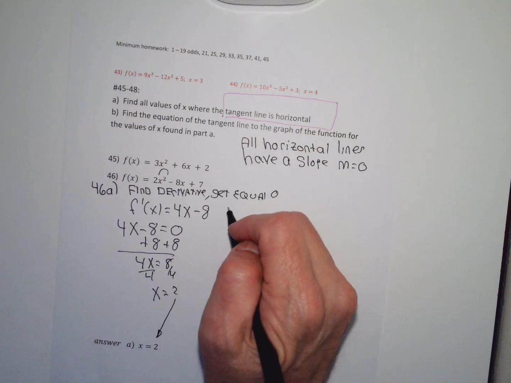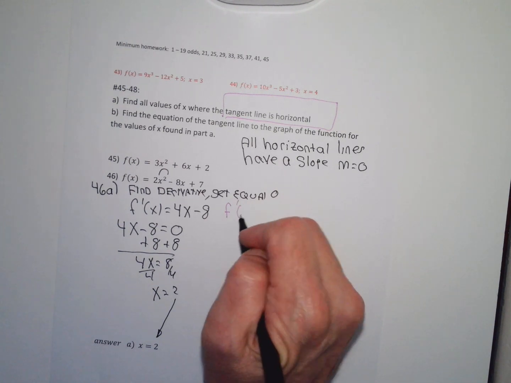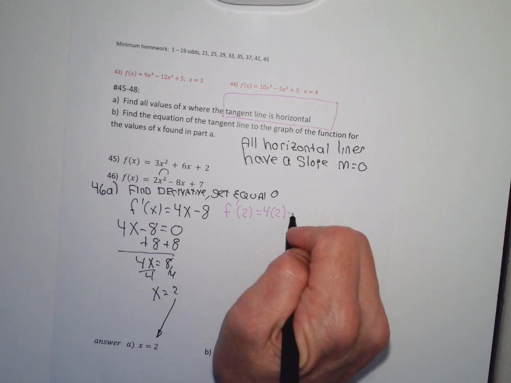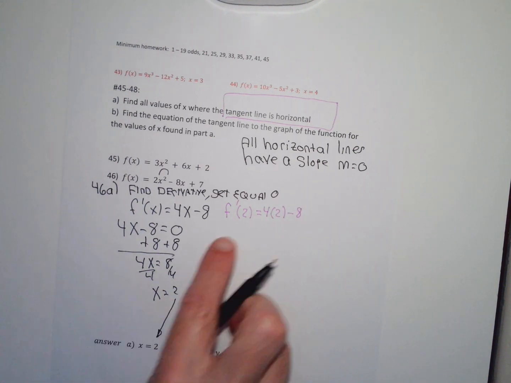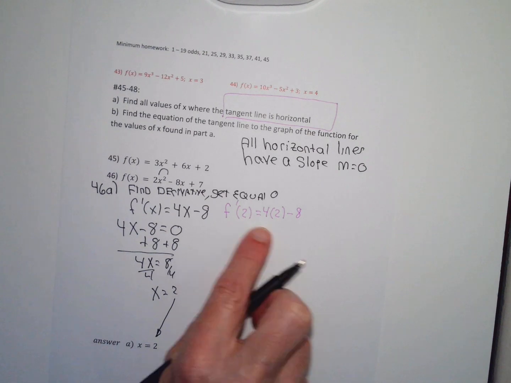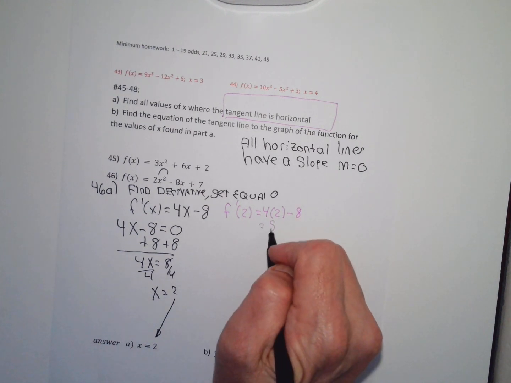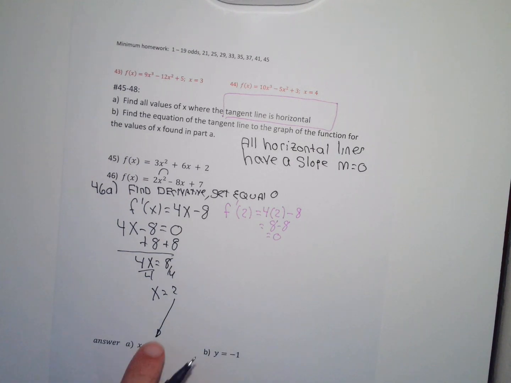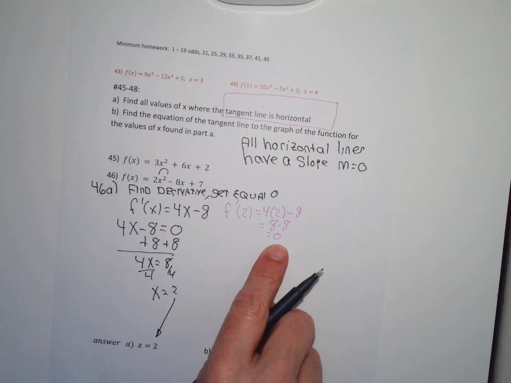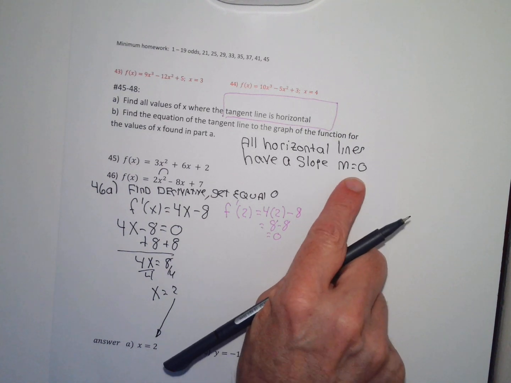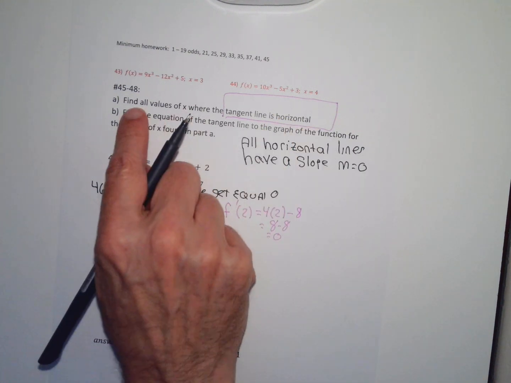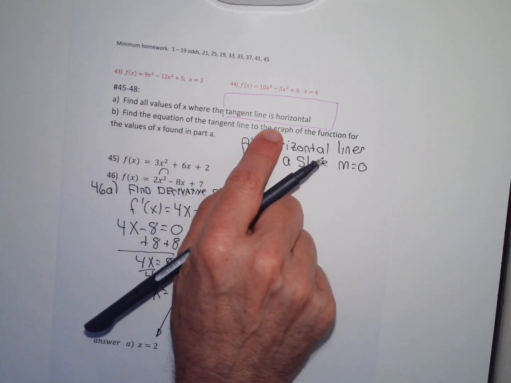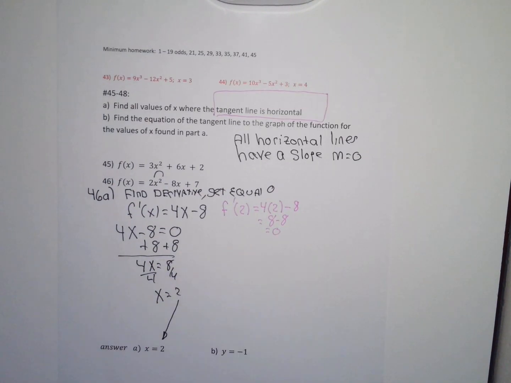This is not necessary, but if I take the value that I just computed and plug it in for x into the derivative, which gives me the slope of the tangent line, I get f prime of 2 is 4 times 2 minus 8. It's 8 minus 8, which is 0. So when x equals 2, the slope of the tangent line is 0, and lines that have 0 slopes are horizontal. So when we're asked a dozen times in our class to find all values of x where the tangent line is horizontal, you find the derivative and you set it equal to 0.